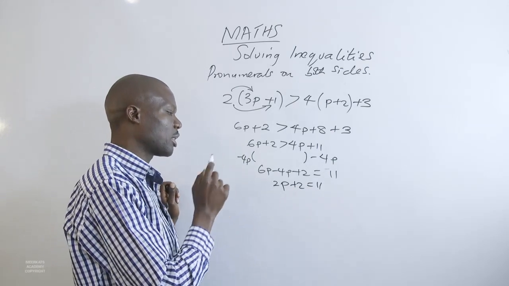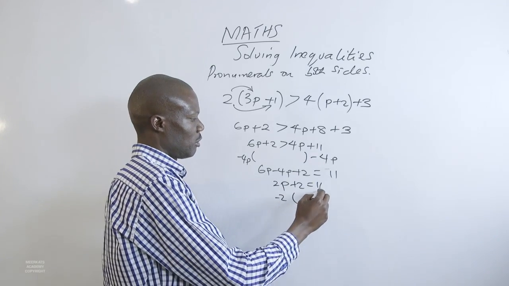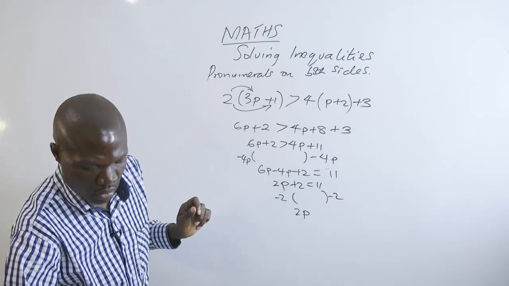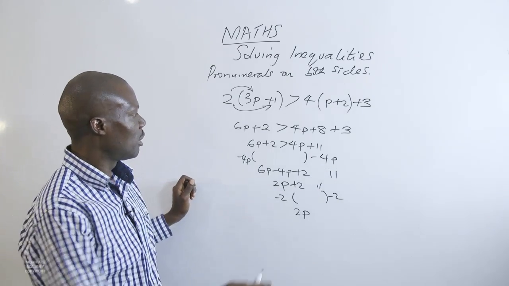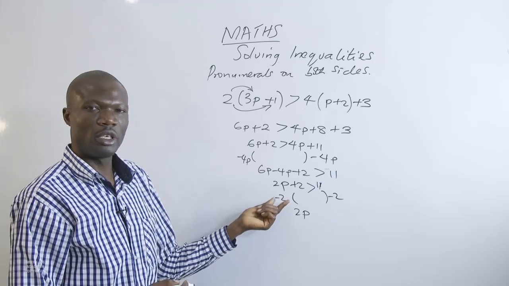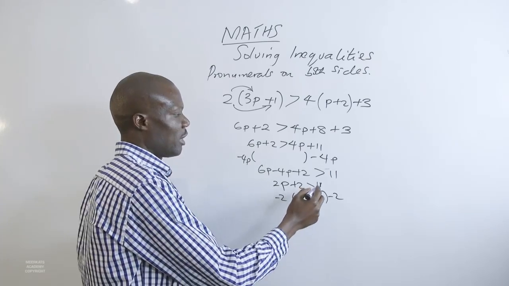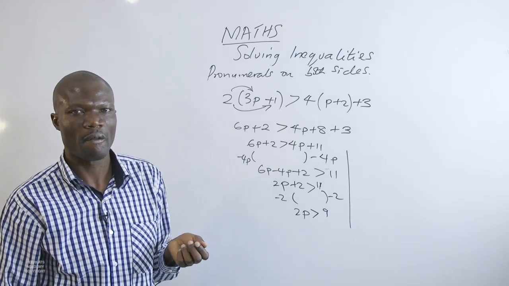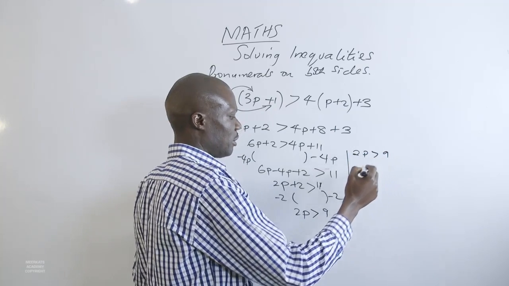And then we shall subtract 2 from both sides, so that we have 2p. It's not an equal sign, we are using an inequality, and the inequality is greater than. So when we subtract 2, it is 2p is greater than 11 minus 2, which is 9. So we have 2p is greater than 9.